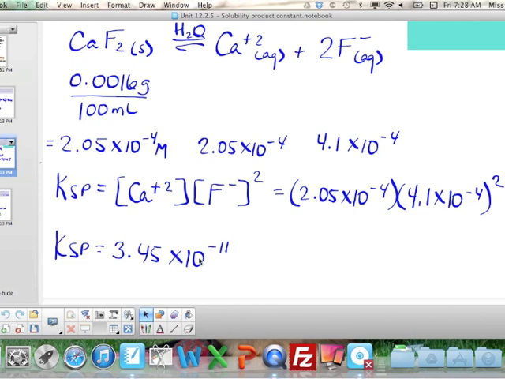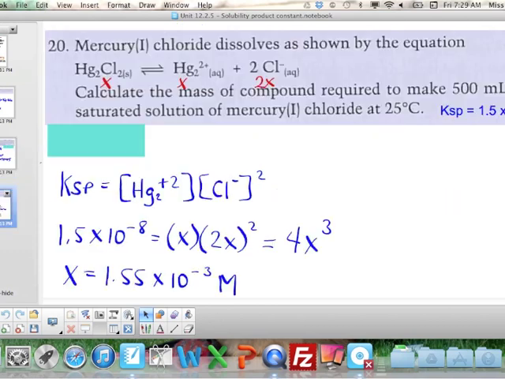Here you go. Last example. Mercury 1 chloride dissolves as shown by the equation. So this is the equation. Calculate the mass of compound required to make 500 ml of a saturated solution of mercury chloride at 25 degrees Celsius. And I'm giving you the KSP, which is 1.5 times 10 to the negative 8. So for this one, you're going to have to work slightly backwards.